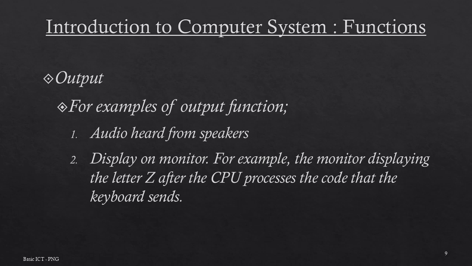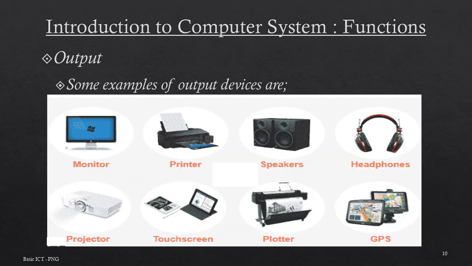Let's look at the examples of output function. Here we look at 2 examples. First example is audio heard from the speakers, and the second example will be display on monitor. For example, the monitor displaying the letter Z after the CPU processes the code that the keyboard sends. Output functions are carried out using output devices. Here are examples of some output devices, such as monitor, printer, speakers, headphones, projectors, touchscreens, plotters, GPS. They are all examples of output devices.